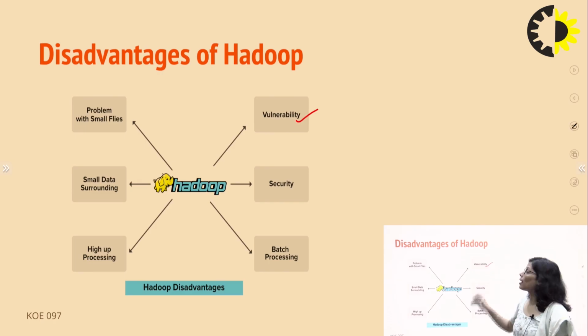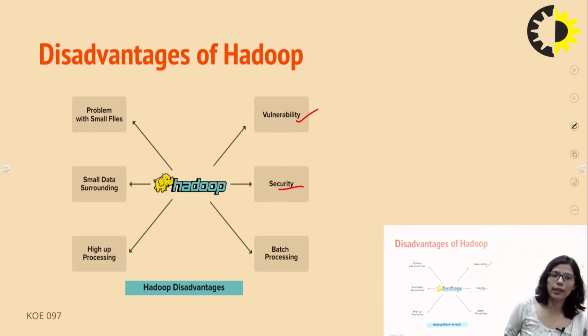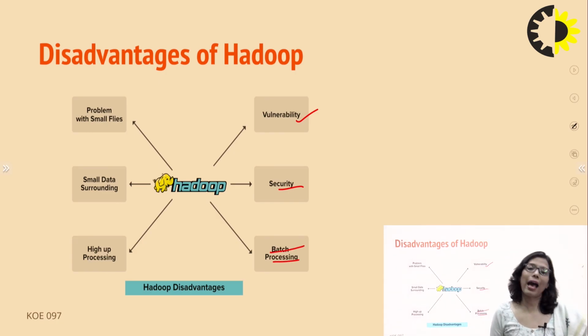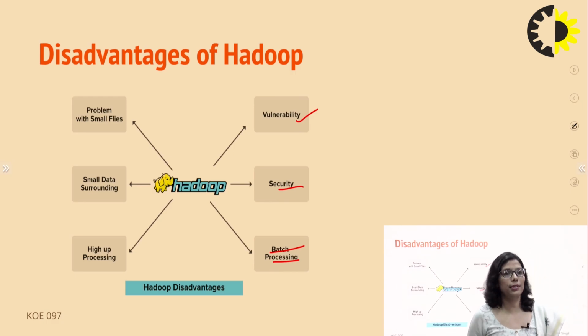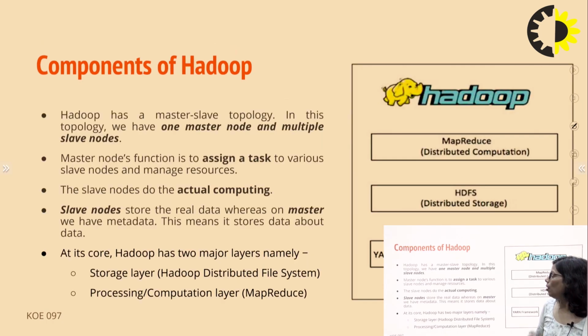Vulnerability: because Hadoop is basically written in Java, it is more vulnerable to attackers. We can attack Hadoop. Security: Hadoop doesn't have any inbuilt security feature. It is using Kerberos, so it is very difficult to manipulate that Kerberos for your security feature. Batch processing: there is no real-time processing in Hadoop. Rather, we have some flavors which allow you stream processing, but in original Hadoop we don't have real-time processing features.